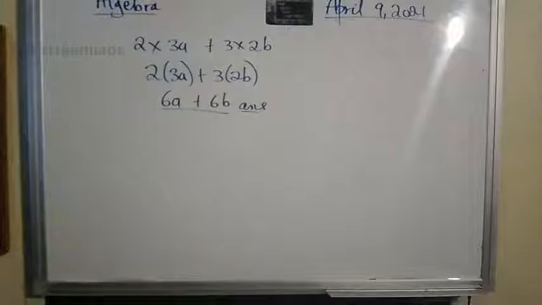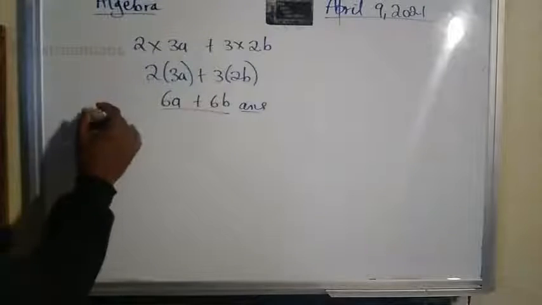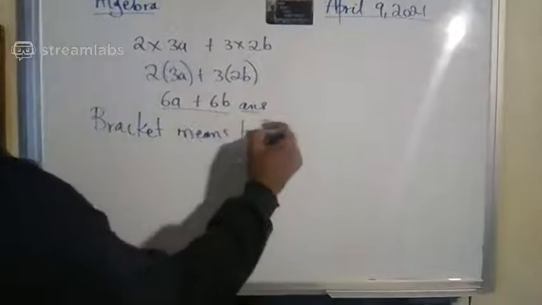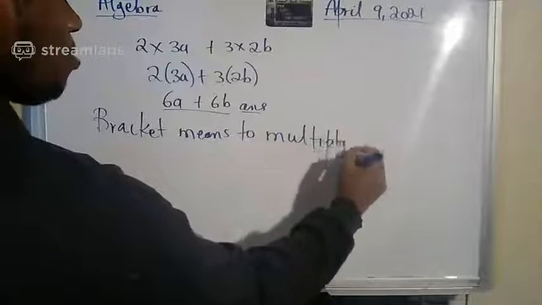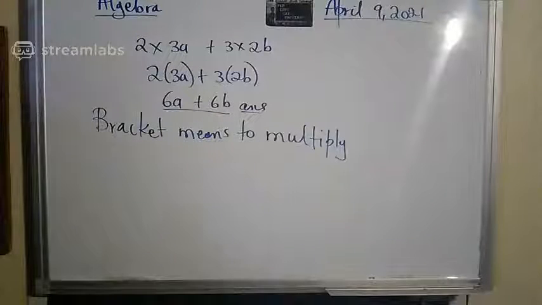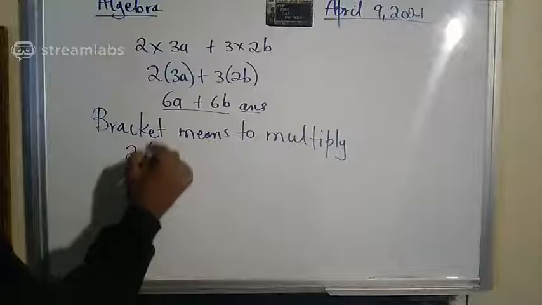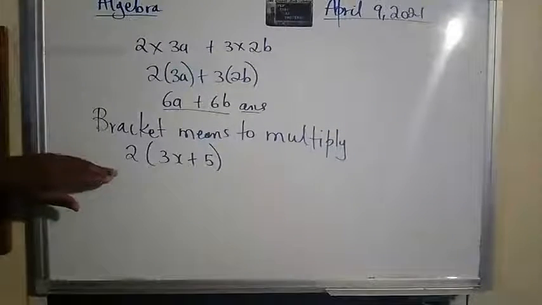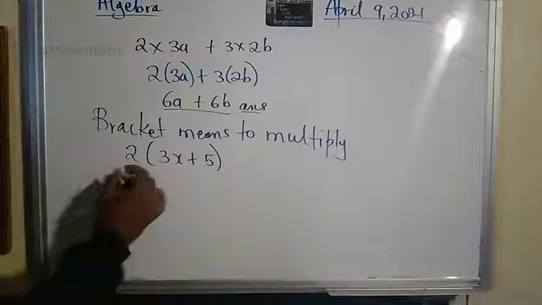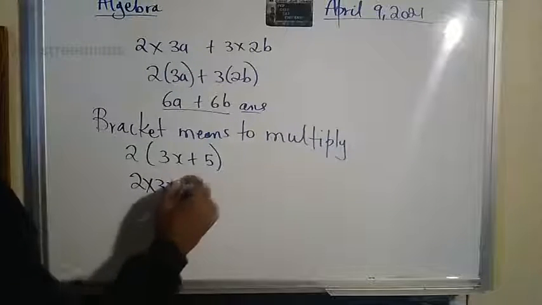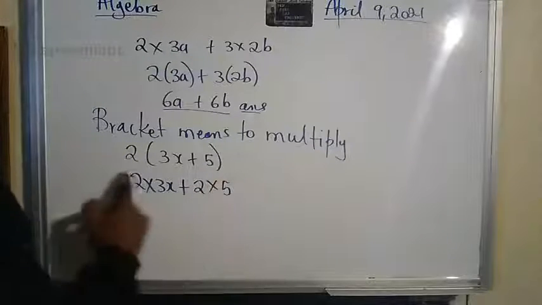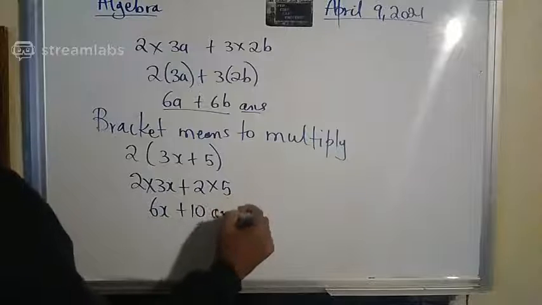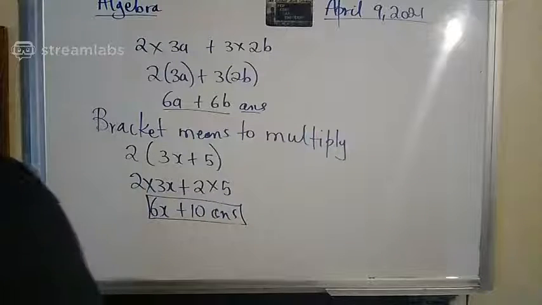So basically, let us talk about the bracket. A bracket or parentheses means to multiply. So say we have 2 bracket 3x plus 5. What the bracket means, you are supposed to multiply both terms by 2. So it would be 2 times 3x plus 2 times 5. So 2 times 3 would be 6x, and 2 times 5 is 10. And again, we would leave it there because we cannot add or subtract unlike terms.